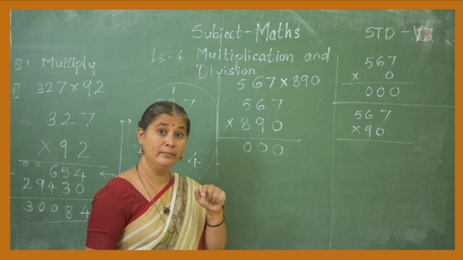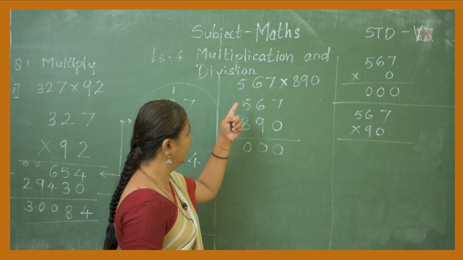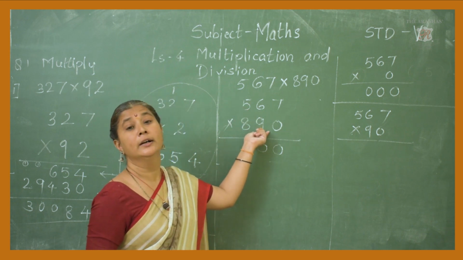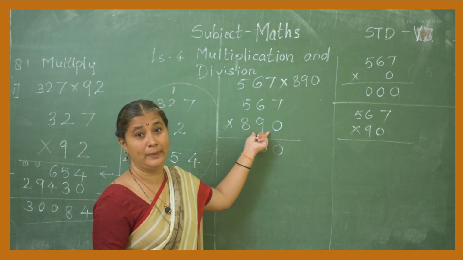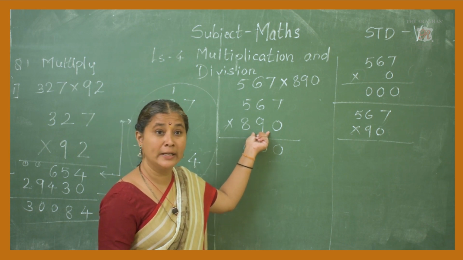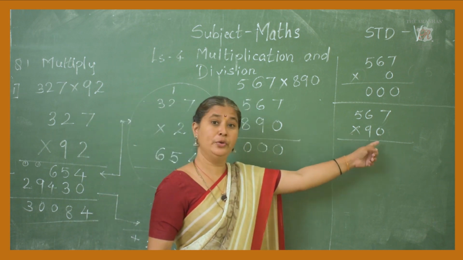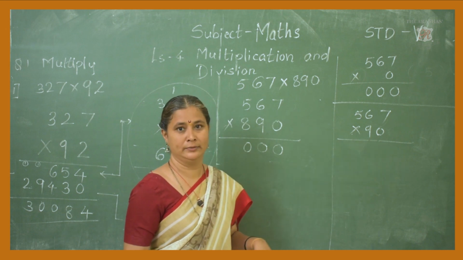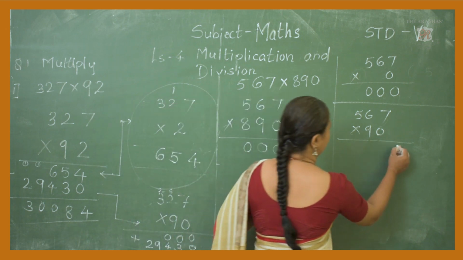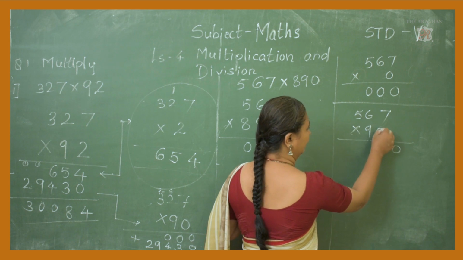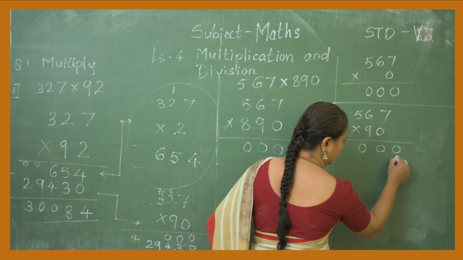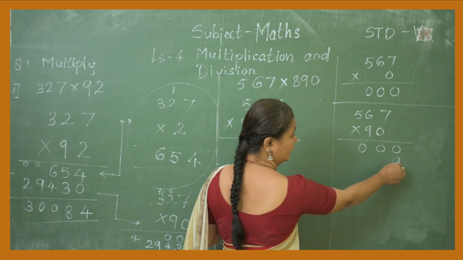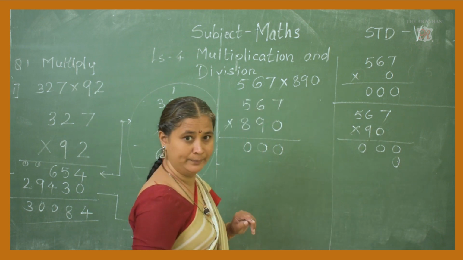Because we are multiplying the 3 digit number with the 9, which is in the 10th place. So the place value of 9 is what? 90. So we are multiplying by 90 over here. Okay? So again we know that any number multiplied by 0, the answer is 0. So this 0 is for the unit place.